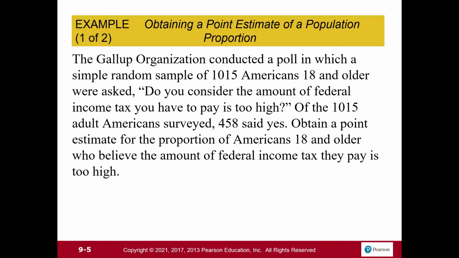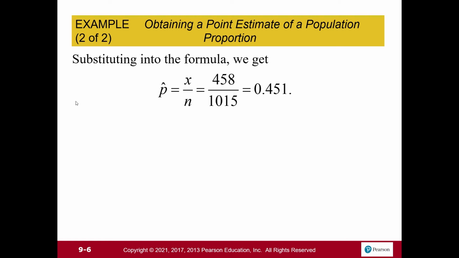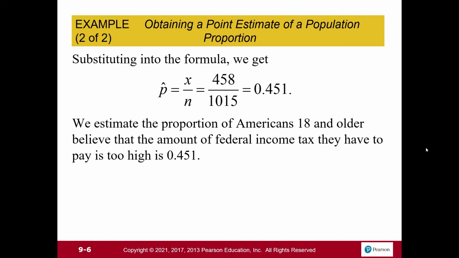All right. Now, obviously, we will not be able to poll the entire United States, but by doing a sample of 1,000 of them, and it's random, we're going to get an estimation of how many people would say yes. So here p hat is going to be 458 over 1,015, which is roughly 45%. And so that is our rate, that is the proportion, and that's how you would get your point estimate.